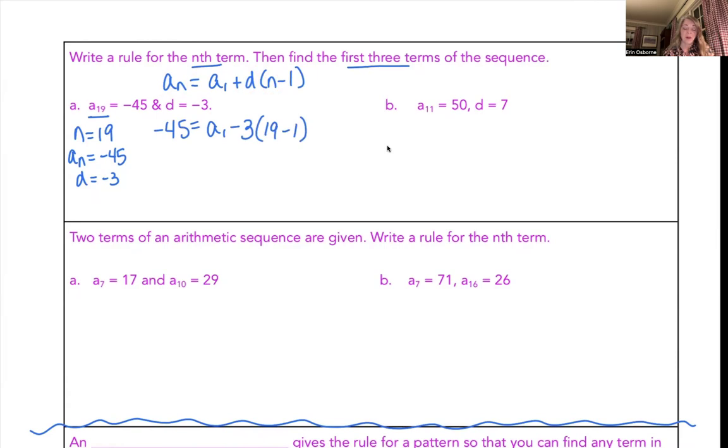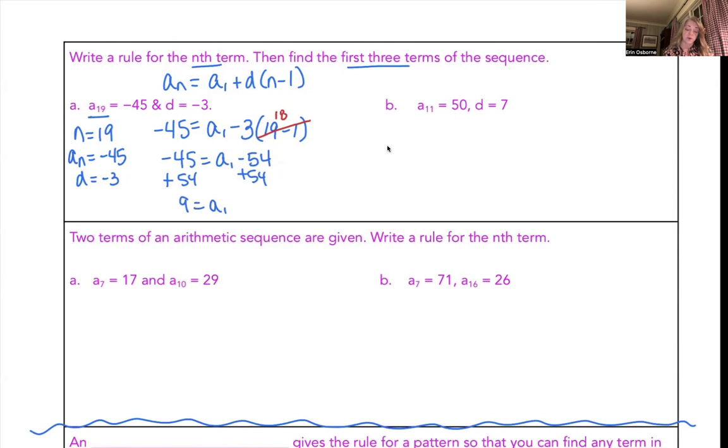And now I have to follow PEMDAS and make sure that I do what's inside parentheses first to get an 18 there. And then rewrite this once if you need to. A sub 1 minus 3 times 18 would be a 54. Actually, I'm going to back that up and put minus 54. So now I can add 54 more quickly to both sides and get 9 equals a sub 1.